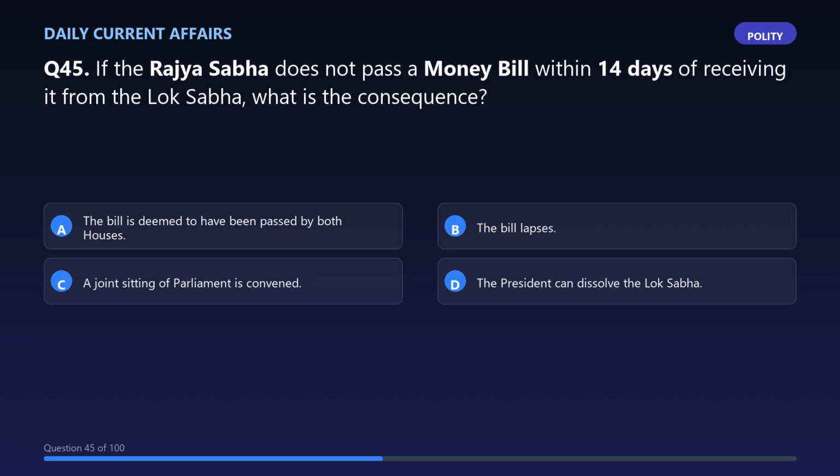Question 45. If the Rajya Sabha does not pass a money bill within 14 days of receiving it from the Lok Sabha, what is the consequence?